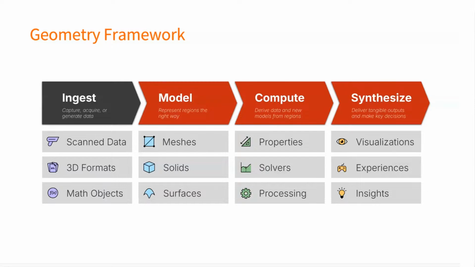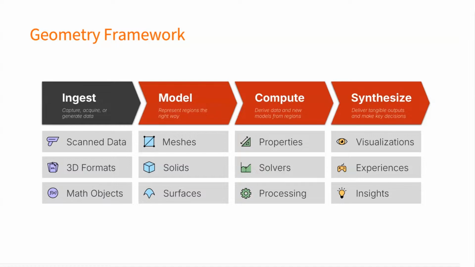And lastly here we have synthesize. Once we have our model and we've done compute on it, we want to have a tangible output. This could be a visualization, such as a high-quality render. It could mean exporting our model to AR formats, so we could actually interact with it in a virtual environment. It can even be performing simulations to make informed decisions about some real-world system.